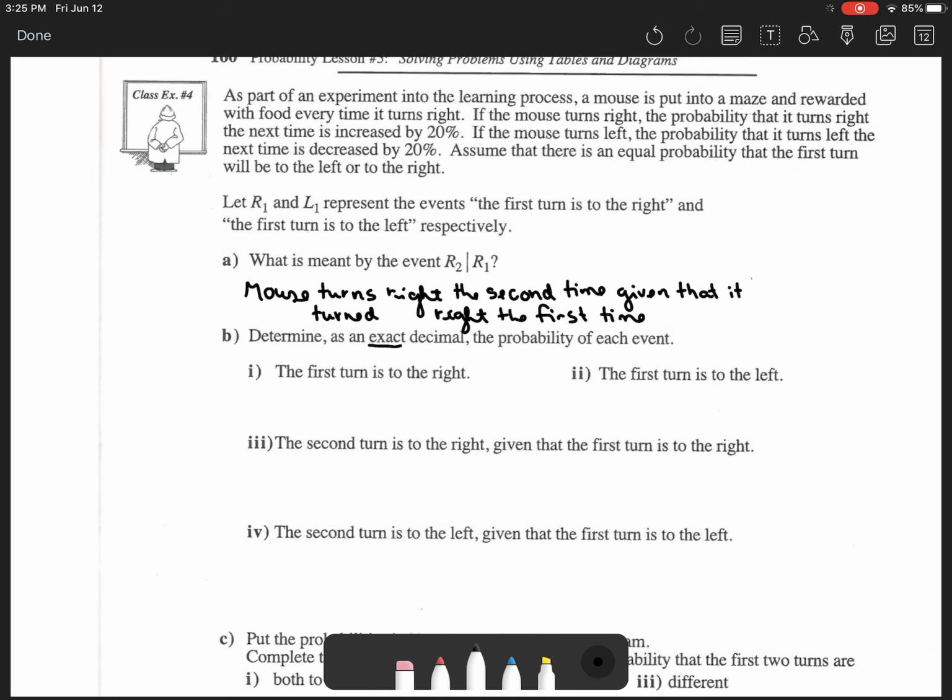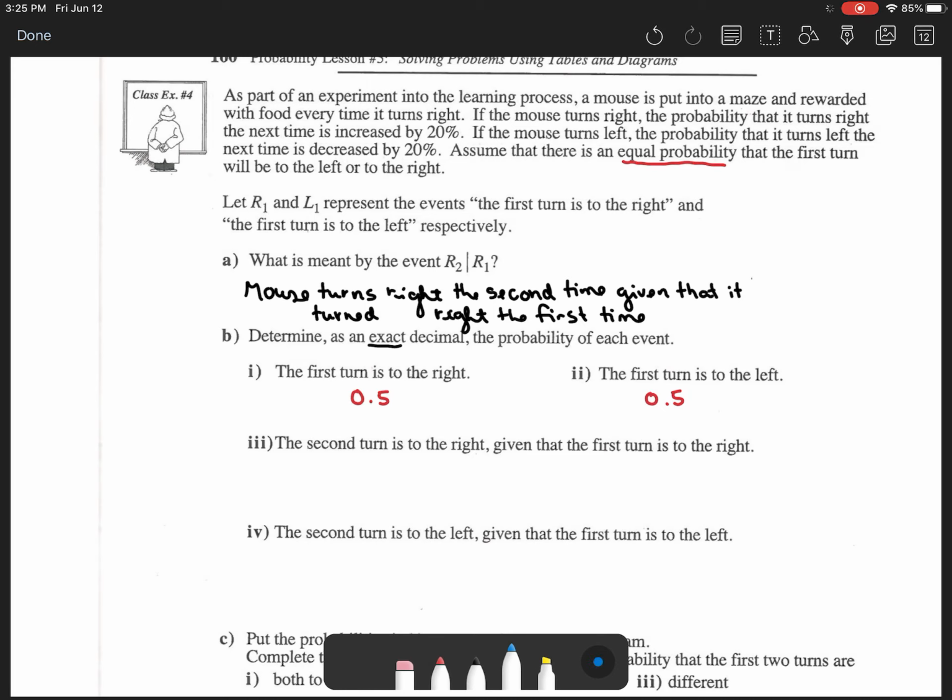Now, determine as an exact decimal the probability of each event. So here we go. The first turn is to the right. Well, the last line of the whole write-up at the top says, assume there is an equal probability that the first turn will be left or right. If there's an equal probability, that would be 50% or 0.5. Same thing with the second one, the first turn is to the left. That's 0.5 because they said the first turn, left or right, has an equal probability. So that's 0.5 for each of those.